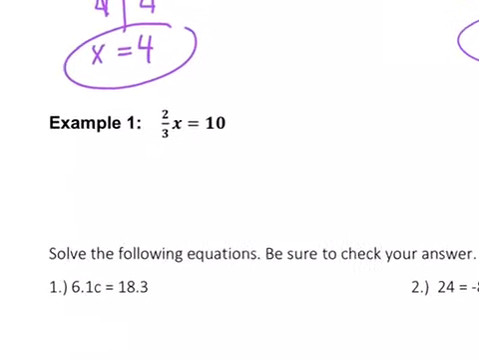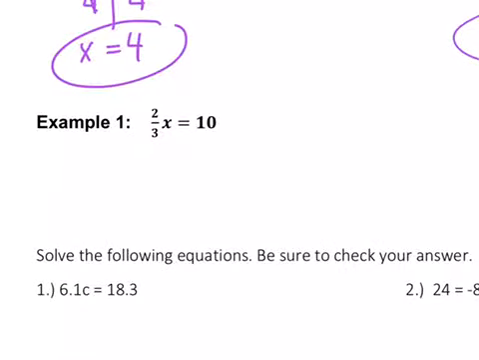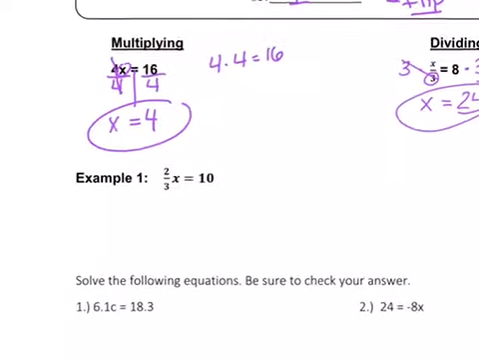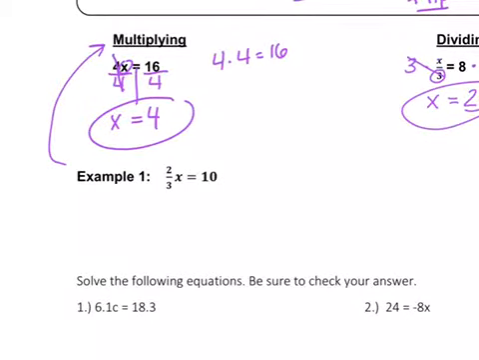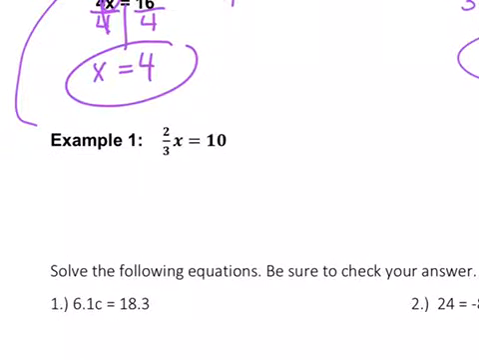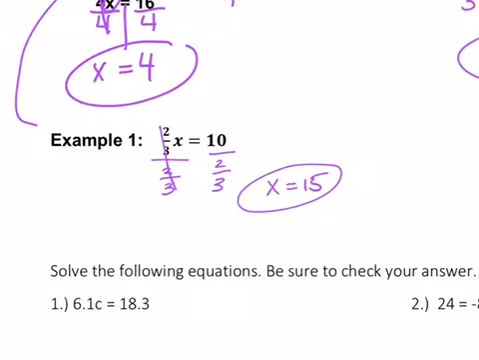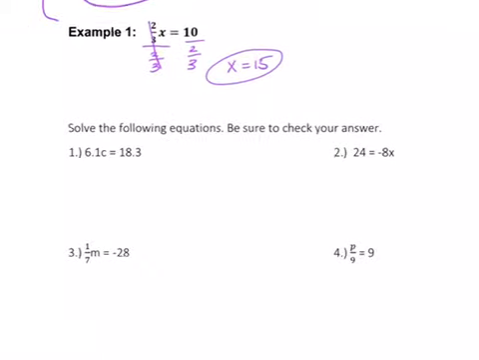Okay, and then here's one other example. Here's a fraction in front of a variable. So the easiest way to do this is to think of it like a multiplication equation. So it says 2/3 times x is equal to 10. Well, we're going to divide both sides by 2/3. And the answer, if you use a calculator, should be 15. X is equal to 15. Okay?